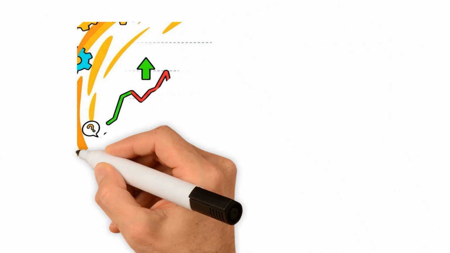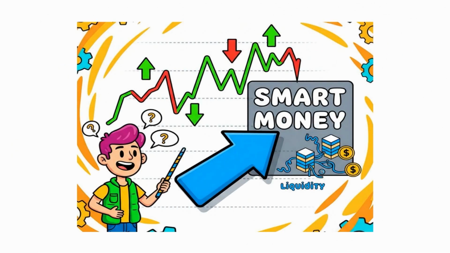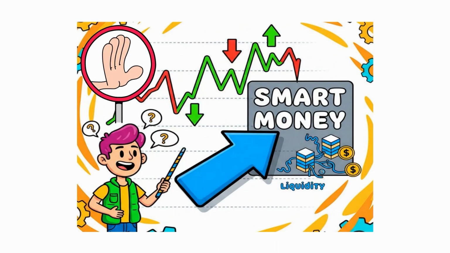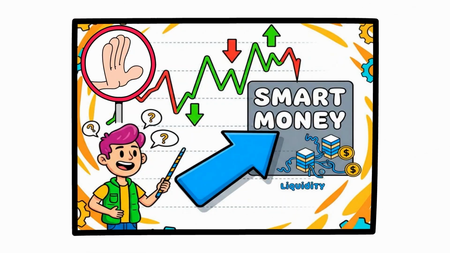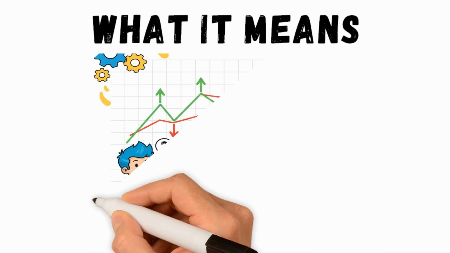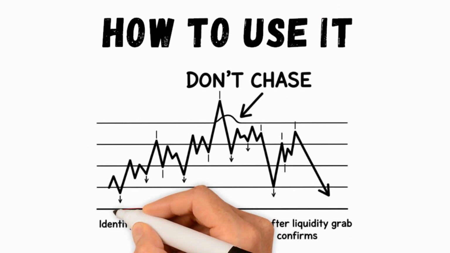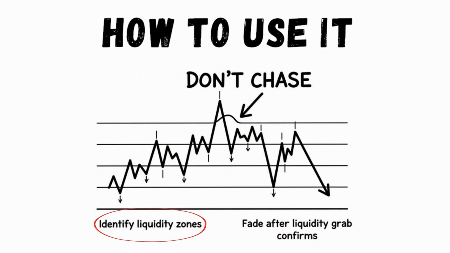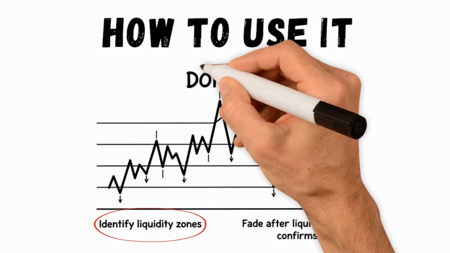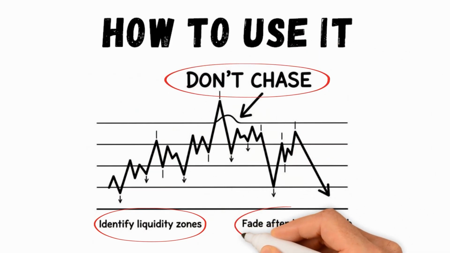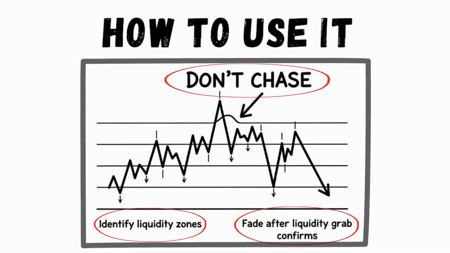Smart money pushes price into these zones to collect liquidity, not because of market sentiment, but because that's where the money is. What it means: liquidity pools are engineered targets. How to use it: identify these zones and expect price to raid them before reversing. Don't chase breakouts. Fade them after the liquidity grab confirms.